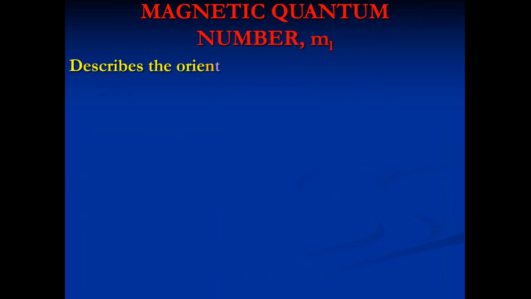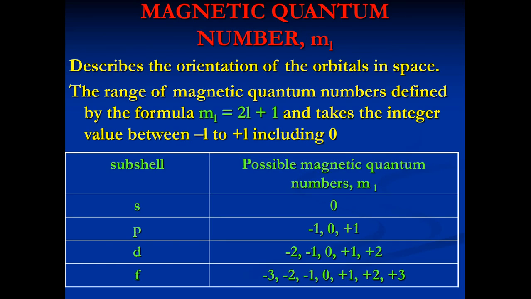Then the next thing that we are also going to discuss is the magnetic quantum number. Magnetic quantum number describes the orientations of the orbitals in space. It also has a formula. The number of values is equal to 2l plus 1, and it takes the integers between minus l to plus l. For example, for the s orbital, the azimuthal quantum number is 0, so your m is also going to be 0 since l is 0.